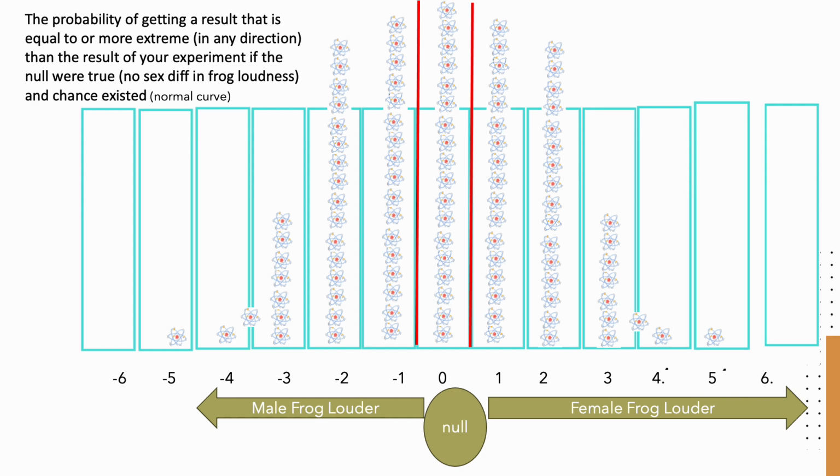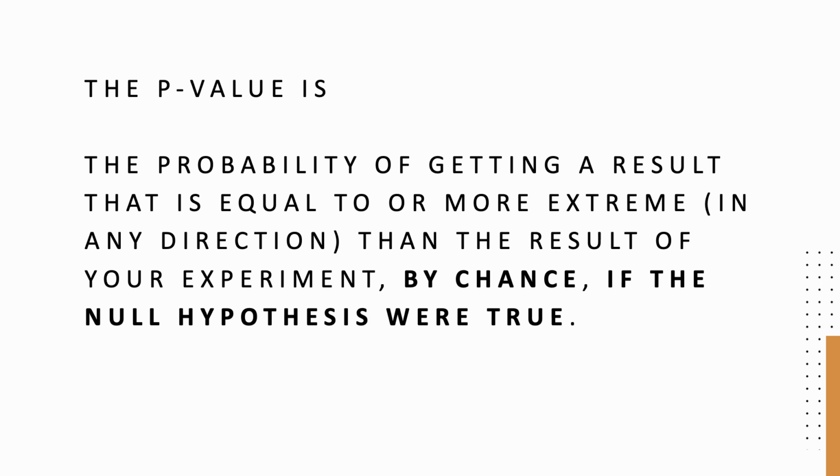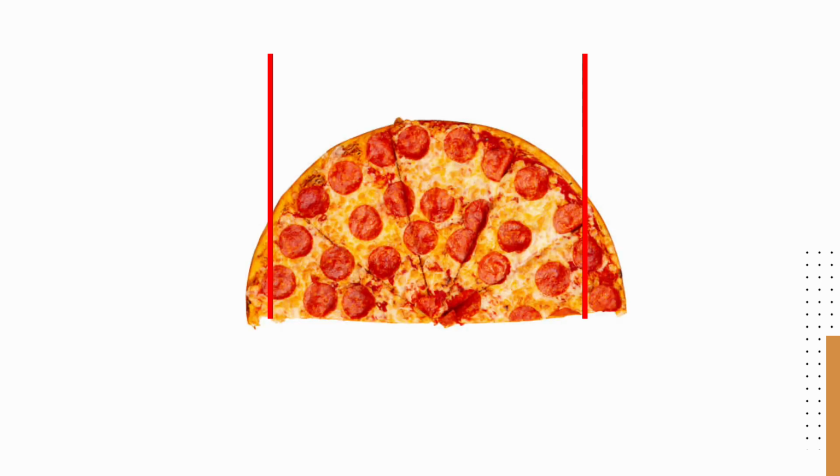So you need to memorize this. The p-value is the probability of getting a result that is equal to or more extreme in any direction than the result of your experiment by chance if the null hypothesis were true. I need you to know that the p-value is simply a fractions problem.